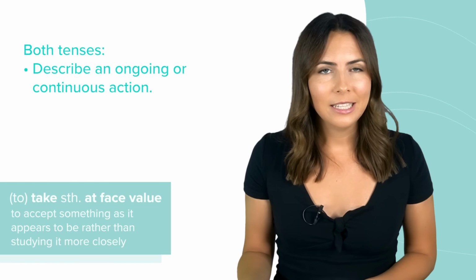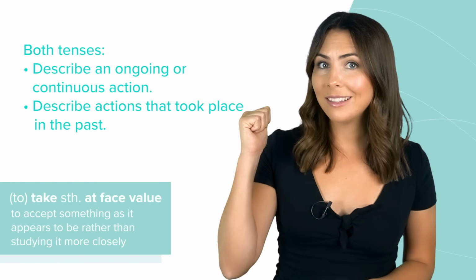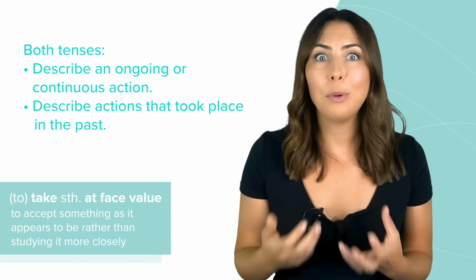So let's compare them. Taken at face value, the past continuous and the past perfect continuous do seem pretty similar. They both describe an ongoing or continuous action. They both describe actions that took place in the past. And they are both used a lot in combination with the simple past, but they aren't the same.